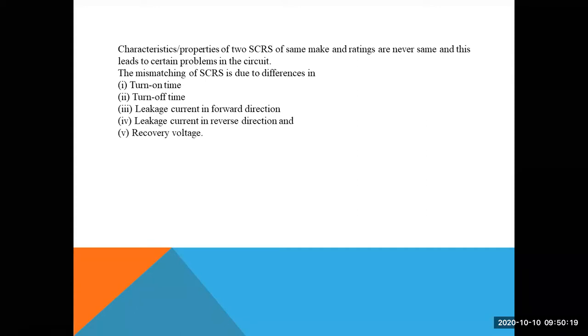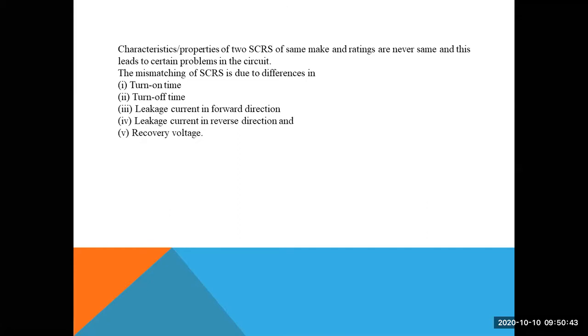The third one is leakage current in the forward direction. There is a difference in leakage current in the forward direction for both SCRs. Similarly, there is a leakage current difference in the reverse direction also. We get leakage current in the forward blocking and reverse blocking modes. Those leakage currents are different.